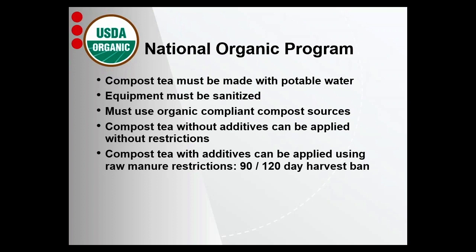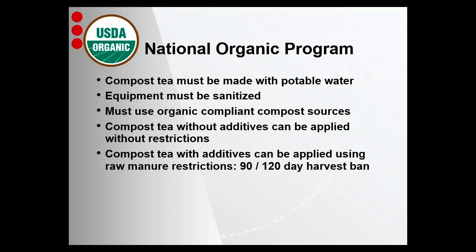So the way NOP has decided to think about this, which I think is very wise, is basically if you're using any additives, you need to start thinking about that compost tea as being more similar to manure than it is similar to compost. So what they've done is if you're using additives, they apply the same harvest restrictions as they do for raw manure, which is a 90-day or 120-day harvest ban.